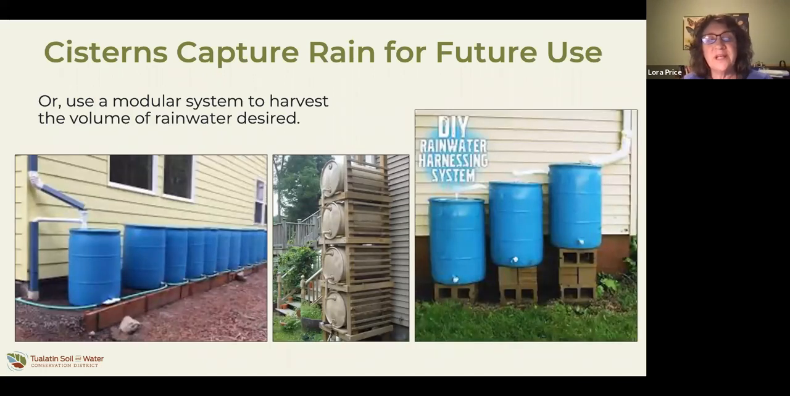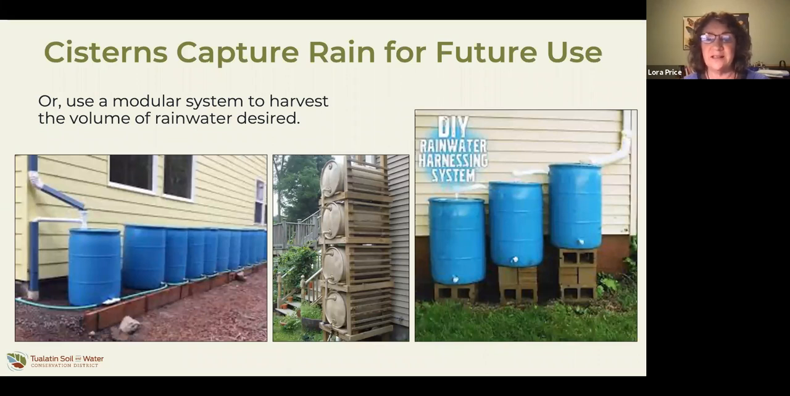If you don't have the space or desire to have such a large cistern, of course, there are ways to bury them as well. You might consider using a modular system to harvest the volume of rainwater that you desire. I guess the advantage of this is it doesn't need to take up as much space. You can see how they're stacked differently in a couple of these photos. And as much as you can use gravity flow, it makes it a very simple system if you can do that.